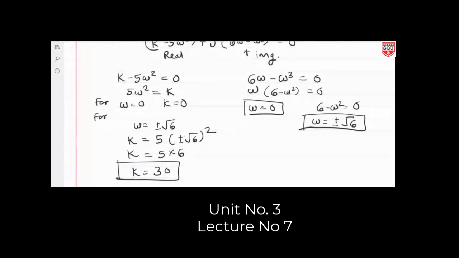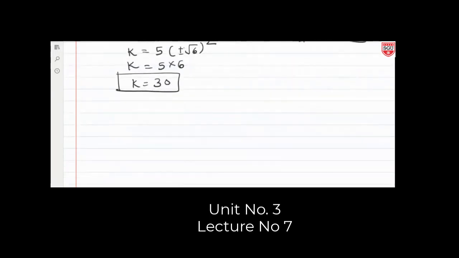Here our aim is to find out the value of k. This is one method, where we are putting the value of s equal to j omega. There is another method, as I said. Another method is what? We have to use the Routh's criteria. So what is our original equation?